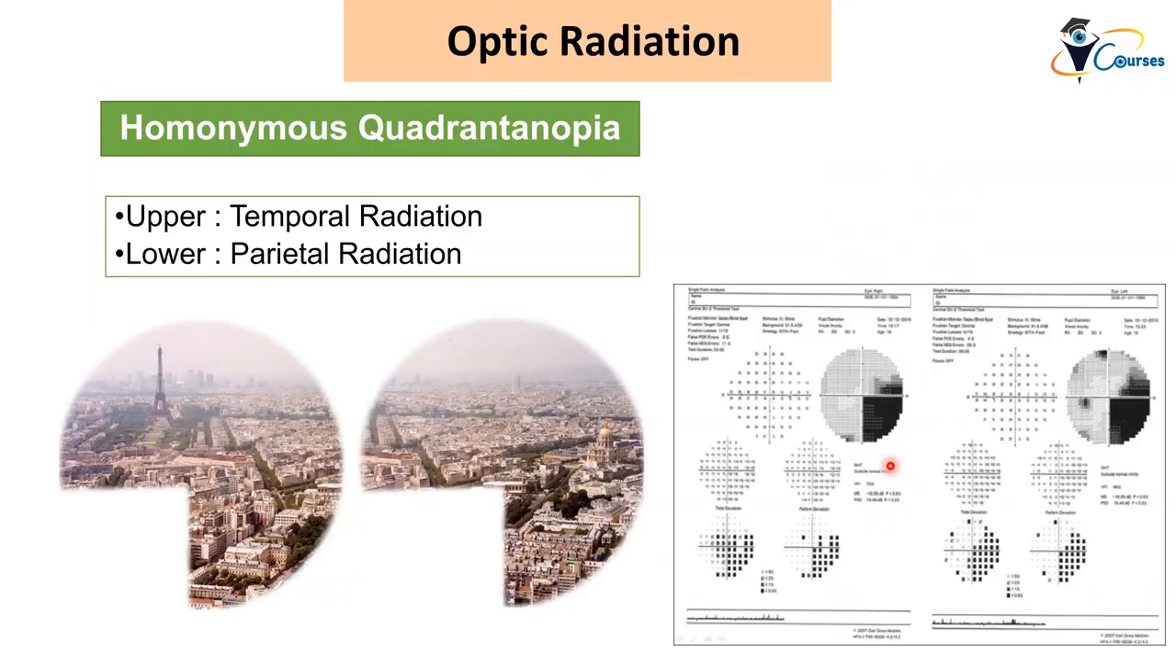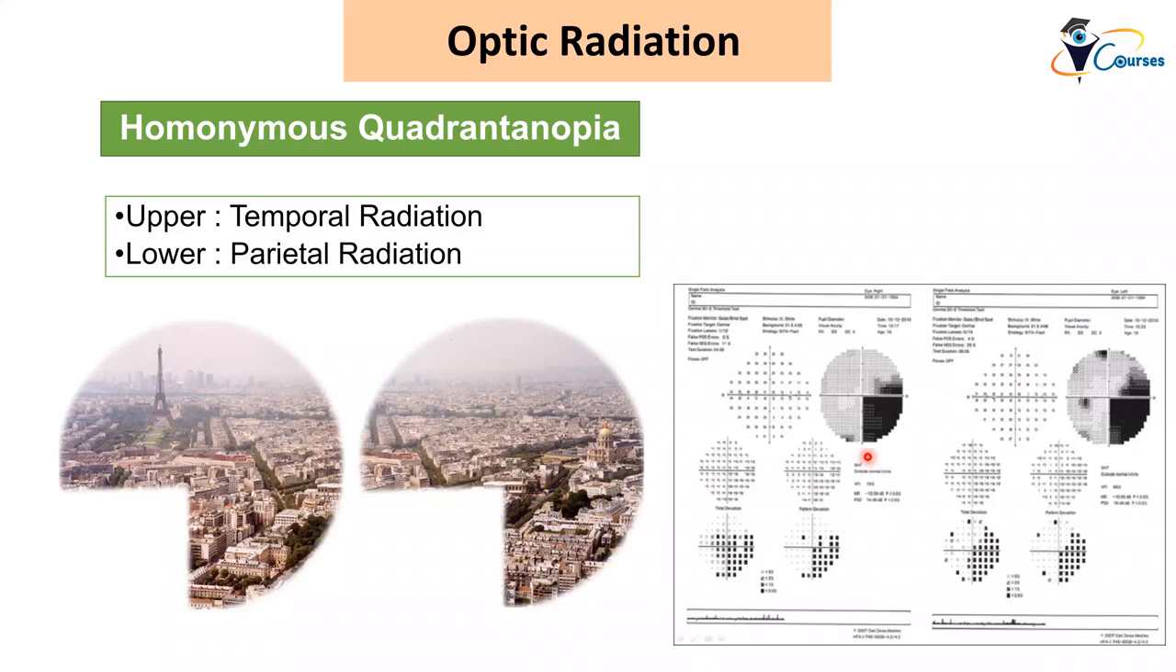After that, the visual fibers will split, as we said. They will split into two kinds of radiations: the temporal radiation and the parietal radiation. Since the optic tract carries half of the fibers, it carries only the ipsilateral temporal fibers and the contralateral nasal fibers. So if they further split, each radiation will carry only a quarter of the fibers. So involvement of a radiation will only involve a quarter of the visual field, or quadrantanopia.